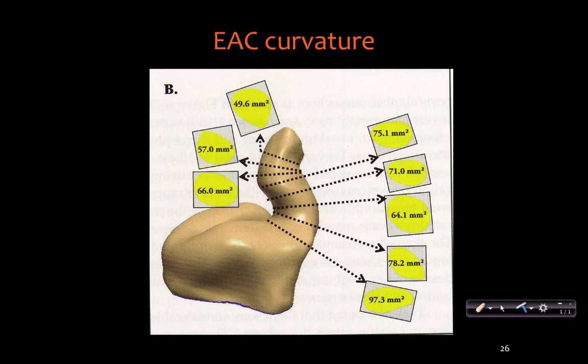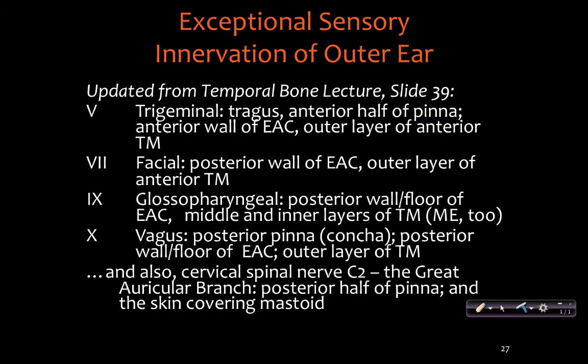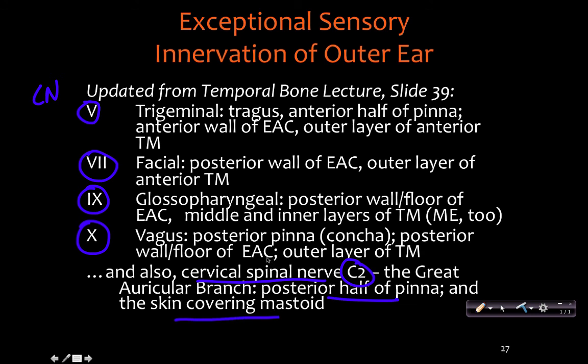The last aspect to our protection here has to do with the sensory innervation. This is an update of material that we had at the end of the temporal bone lecture. But just to quickly remind you, there are 4 cranial nerves, 5, 7, 9, and 10, that have sensory nerve endings for tactile sensation all scattered throughout. So you can see what is where in terms of the different parts of this. And also, not only these 4 cranial nerves, but there's also one cervical spinal nerve, C2, and a branch of it that also takes up half of the pinna and the skin over the mastoid process.